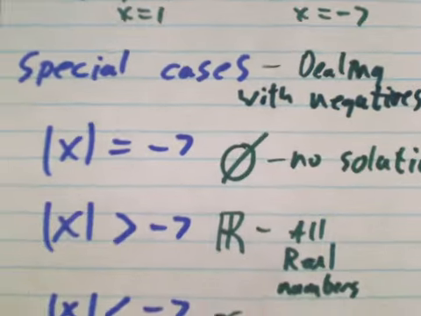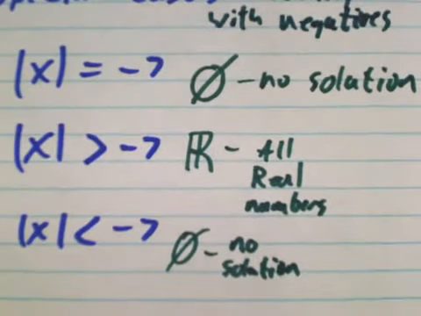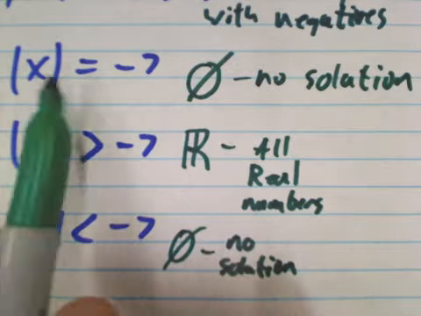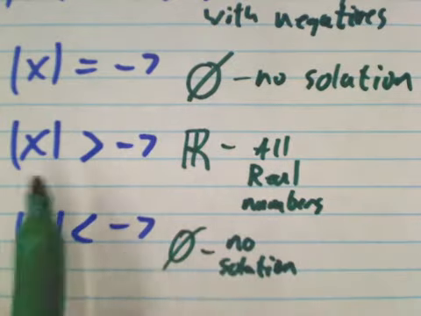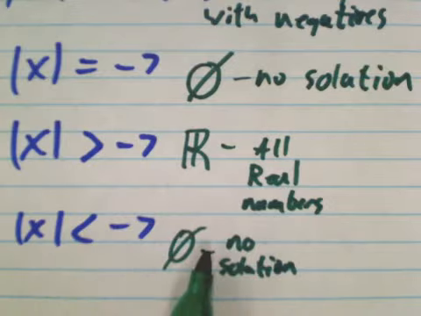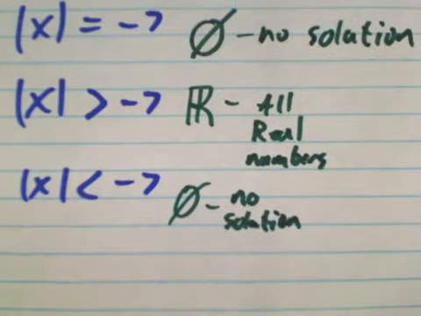Okay, so when you're dealing with the absolute value and a negative, that's when you have no solution, all real numbers, or no solution, depending on the setup. But you can just think about it. You don't need to memorize all this. Can a positive equal a negative? No. Is a positive greater than a negative? Yes. Is a positive less than a negative? No. So you can just think it through and figure out what it is. It's not something that you'll have to memorize, which is cool.